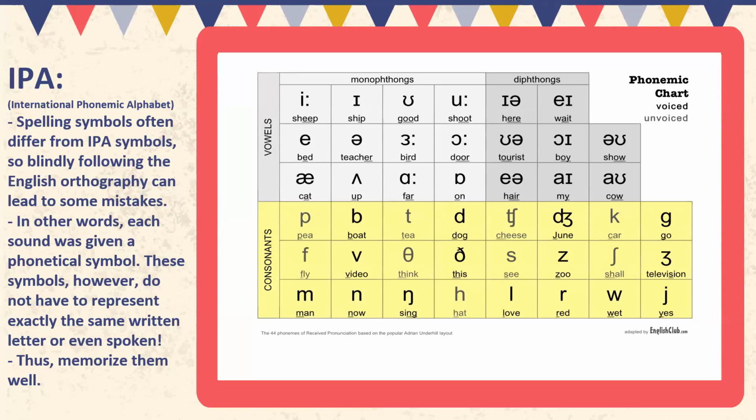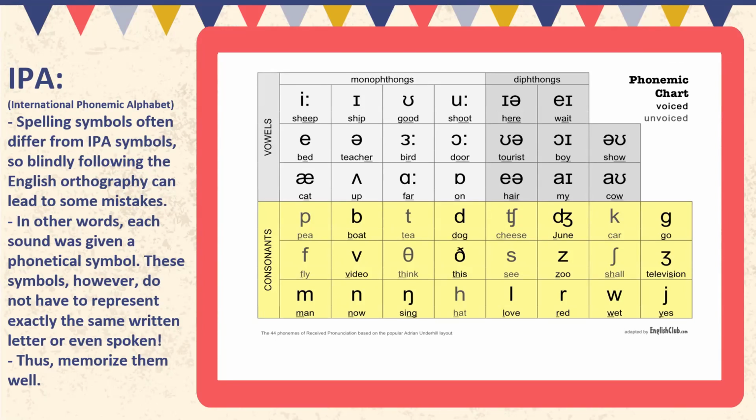In English, we have 44 sounds. We discussed phonemes before. We said when we say a phoneme, we mean a sound. So we have 44 phonemes in English. The IPA, this is really important. You really have to memorize this and to differentiate between sounds and the transcription or the symbols.